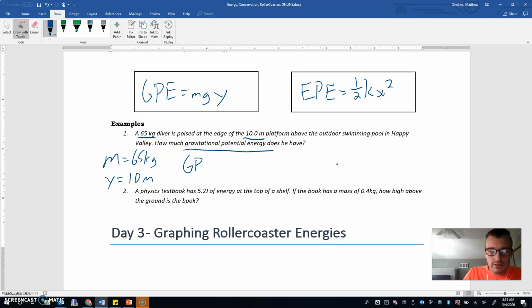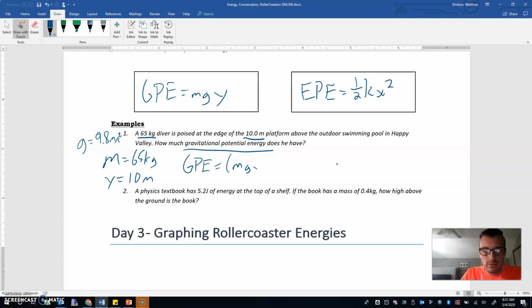You may say to yourself, well, Mr. Simpkins, there are three variables on the right side of that GPE equation. Well, we know g, since we're on the surface of the Earth, is going to be 9.8 meters per second squared, just like it's been all year. So this is just a quick plug in.